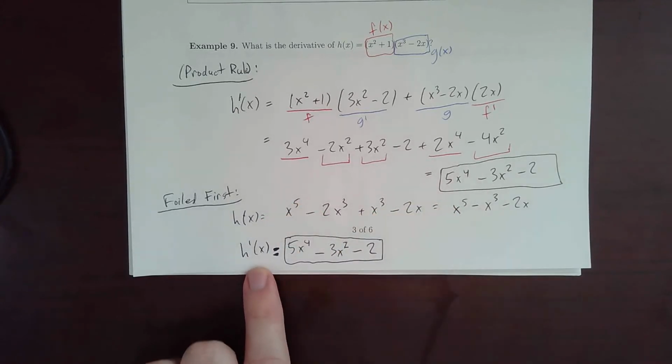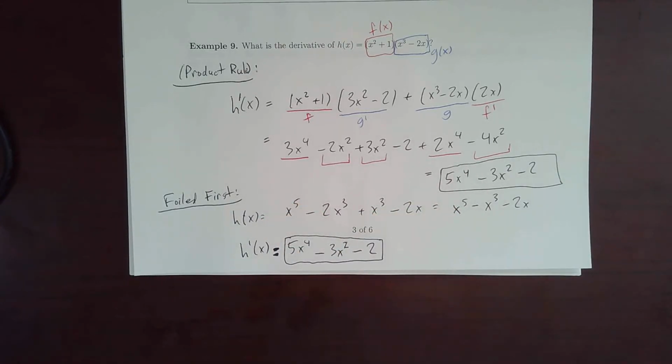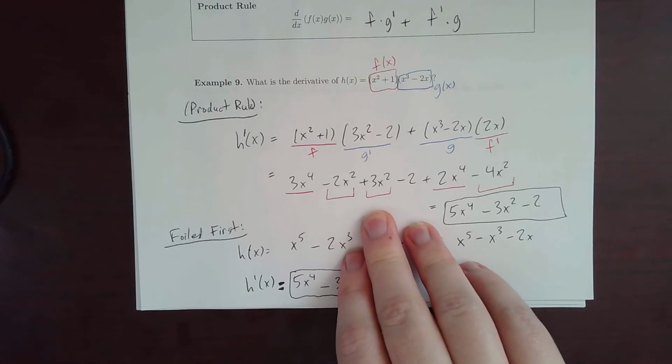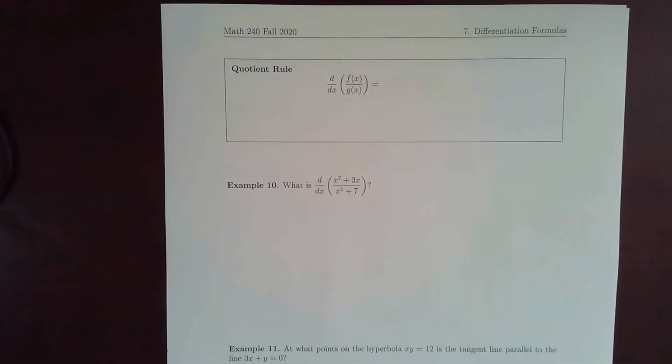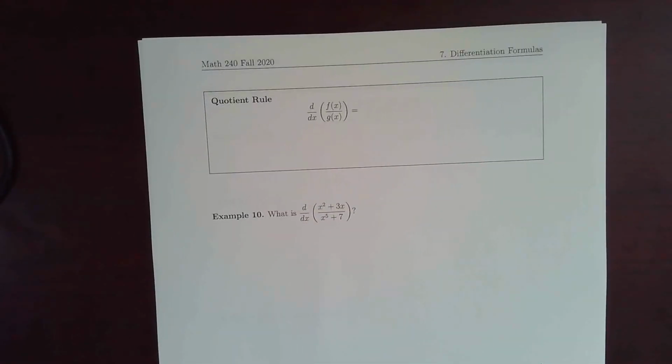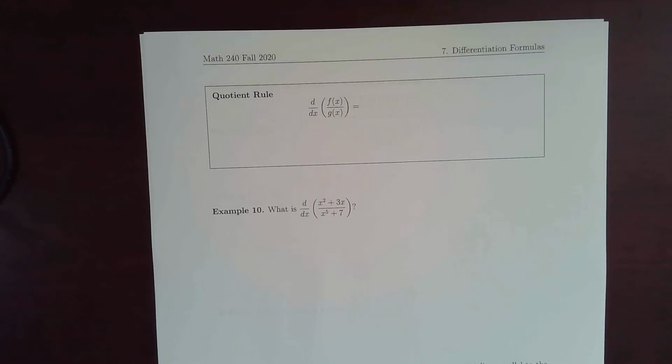In fact, very good practice on a lot of these problems will be seeing if you can find a way to use more than one type of rule and make sure you get the same thing. And if you don't, then maybe you've made a mistake in one or more places. So that was our first extra rule. The next extra rule we want to look at is something called the quotient rule.